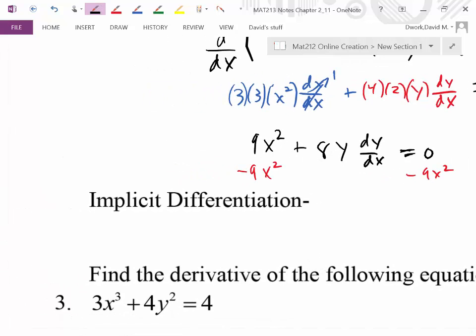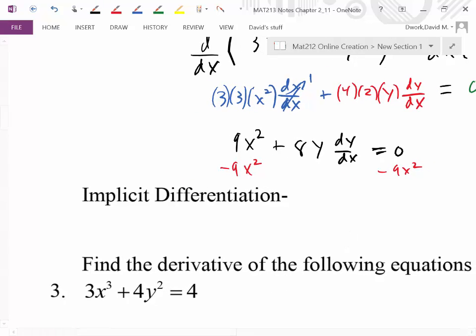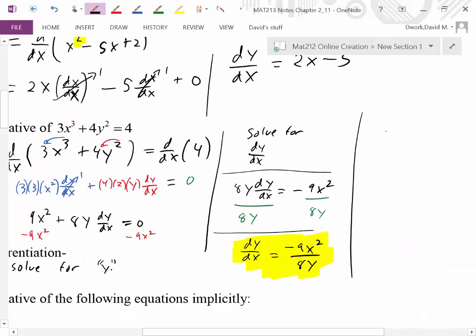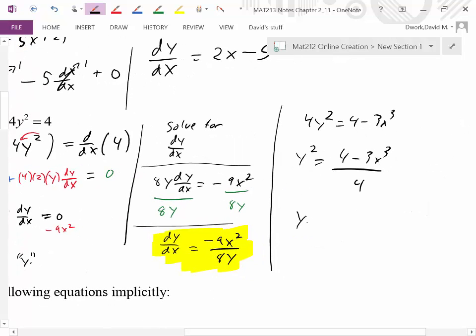So the big idea is, when would you want to use implicit differentiation? When is it most useful? One of the really common uses is when you can't solve for y, when it's too hard to get y by itself, or the function would become so cumbersome that it's just not worth it. If we were solving for y, we would have 4y squared equals 4 minus 3x cubed. Then I could divide by 4, so y squared equals (4 minus 3x cubed) divided by 4. Then I take the square root of that, which gives me plus or minus the square root of 4 minus 3x cubed, divided by the square root of 4, which is 2.